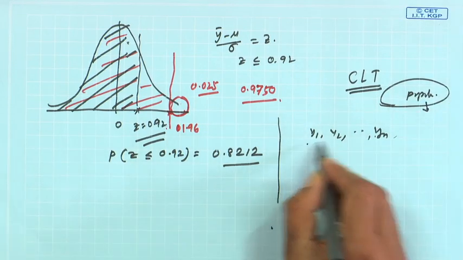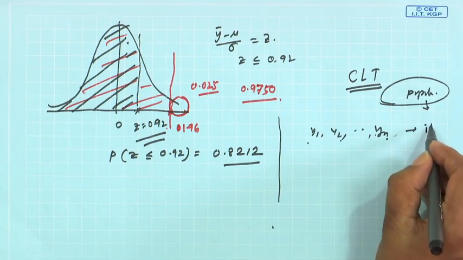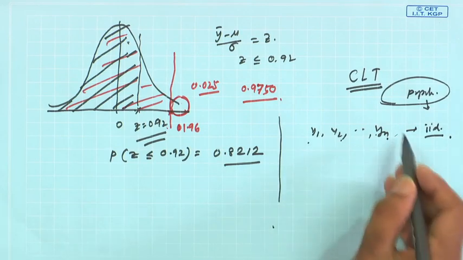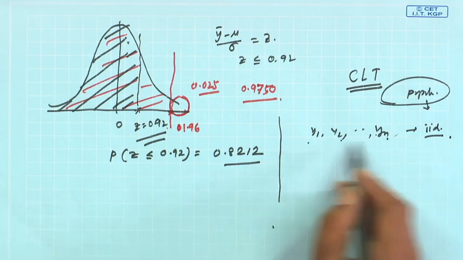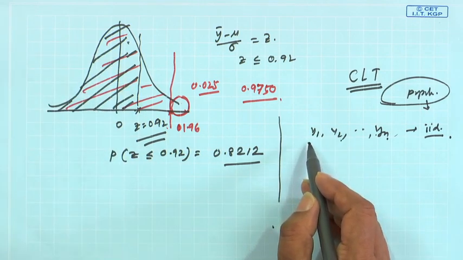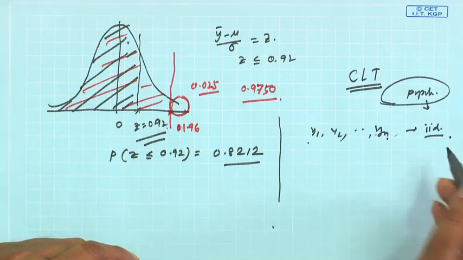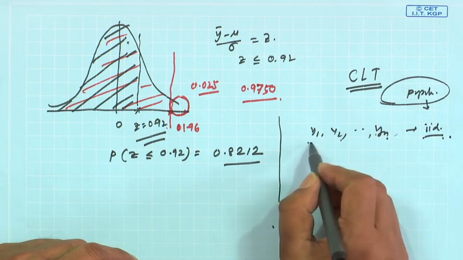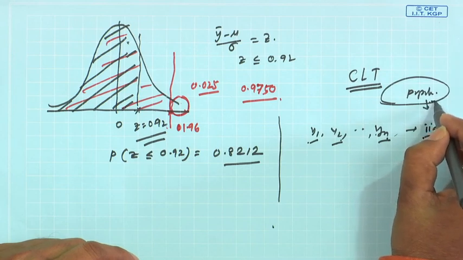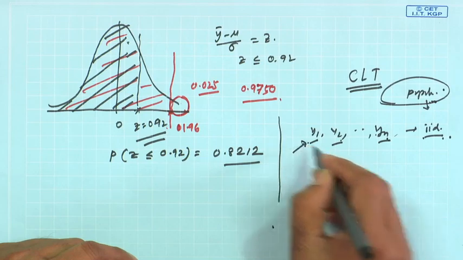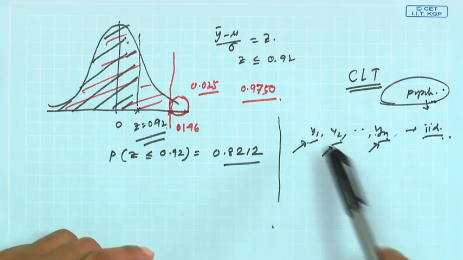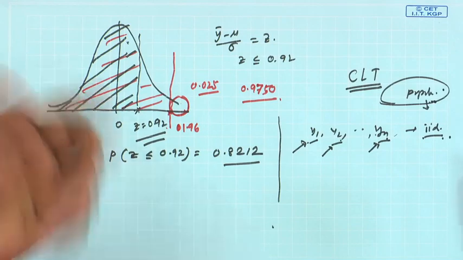So y1, y2, yn are IID, independent and identically distributed. Independent means when you take any observation, it is not affected by the presence or absence of any other observation; picking up y2 is in no way related to whether y1 is already picked up or yn will be picked up later on. Identically distributed means every observation has the same probability distribution as the population distribution. So if it is a normal population, y1 is normally distributed, y2 is normally distributed, yn is also normally distributed. You may be thinking that if I collect y1, one value only, how will it be normally distributed.